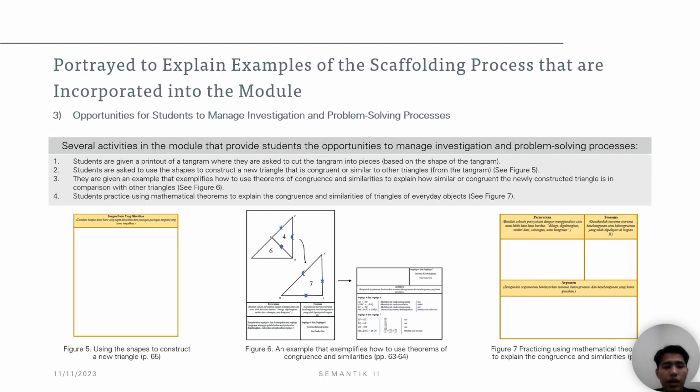And then the third one is they are given an example that exemplifies how to use theorems of congruence and similarity to explain how similar or congruent the newly constructed triangle is in comparison with other triangles. This activity can be seen in figure number 6. And the last one is students practice using mathematical theorems to explain the congruence and similarity of triangles in everyday life objects, which can be seen in figure number 7.